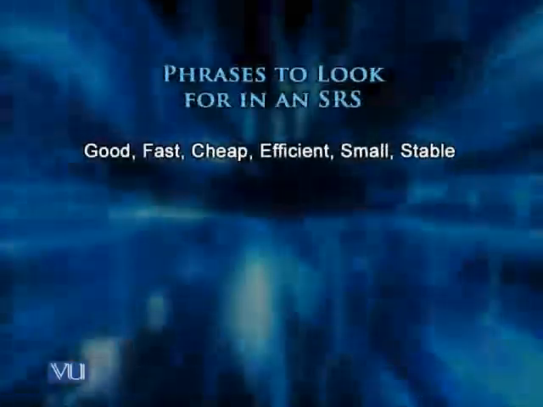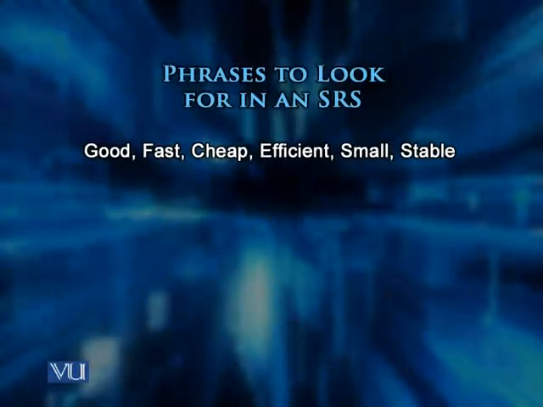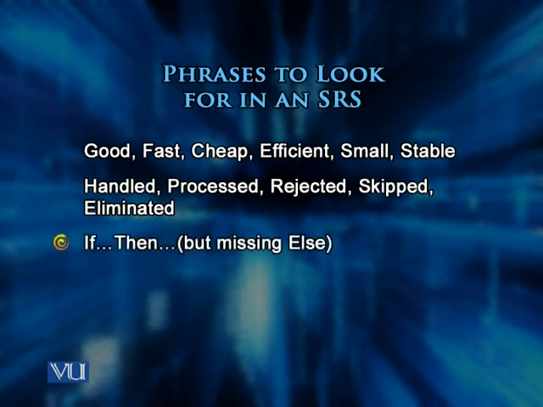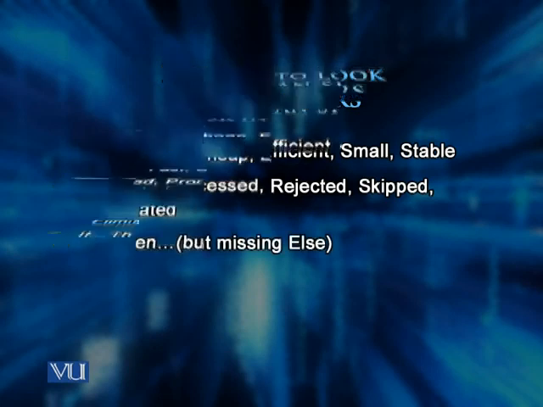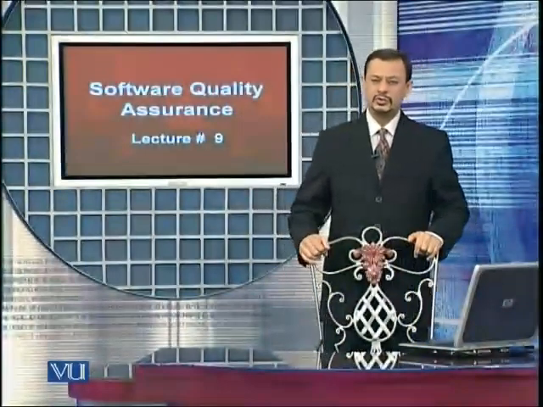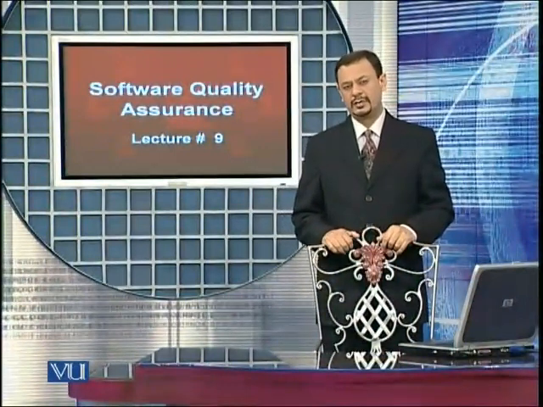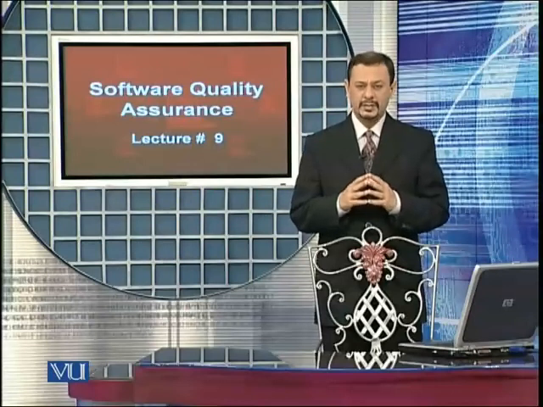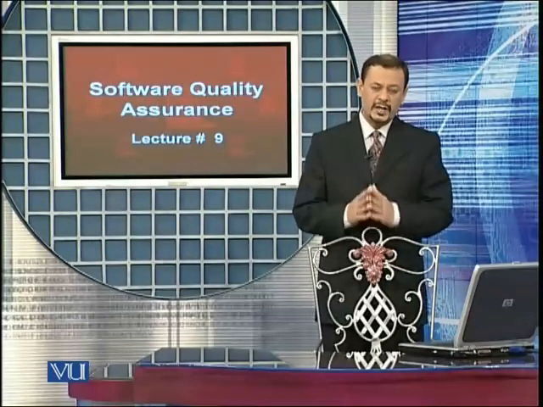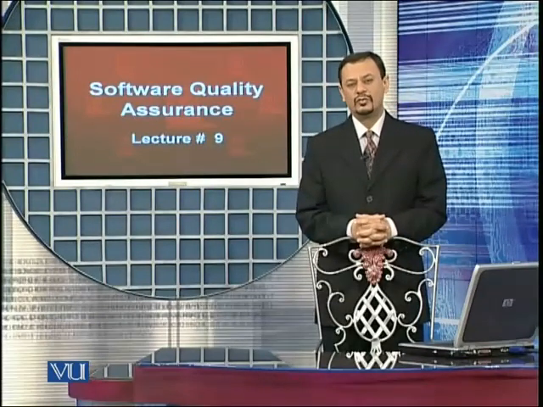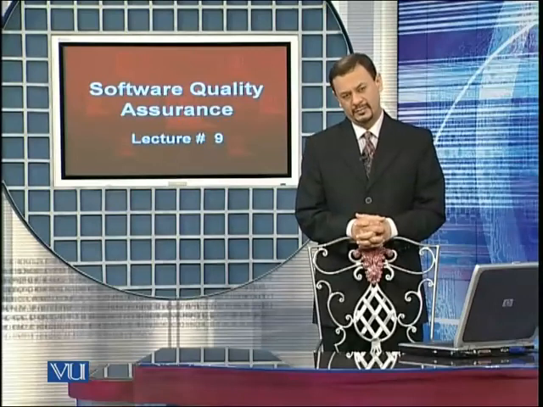And there are other words like good and fast and cheap and efficient, small, stable, handled, processed, rejected, skipped, eliminated. Then there is if and then but no else. So these words also are areas which, when you see them, you should be very cautious about their meaning and all the possibilities. Some would say that some sort of process has been executed. Some would lead to unintended consequences.